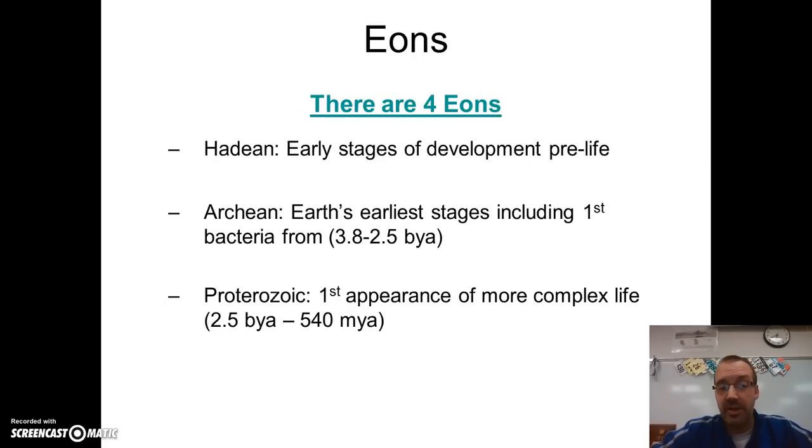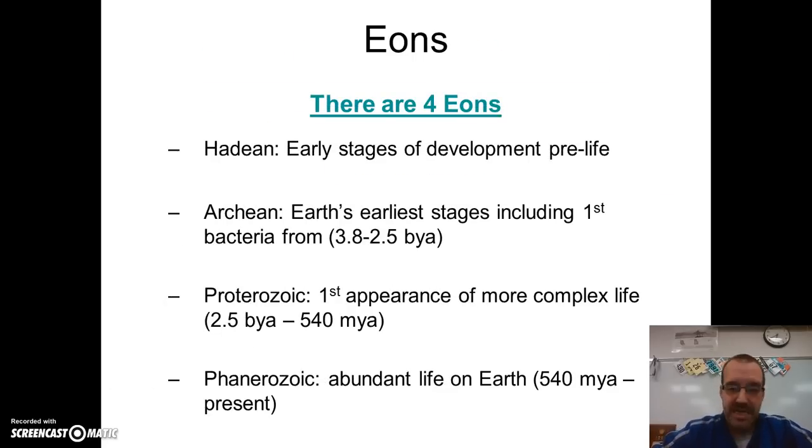Now, as far as eons are concerned, we have 4 major eons that we break up geologic history into, and you can see their descriptions. So the earliest stage was the Hadean. That's when the atmosphere was developing. That's when the Earth's crust was cooling and solidifying. And we also had the formation of the oceans, but no life existed during the Hadean eon.